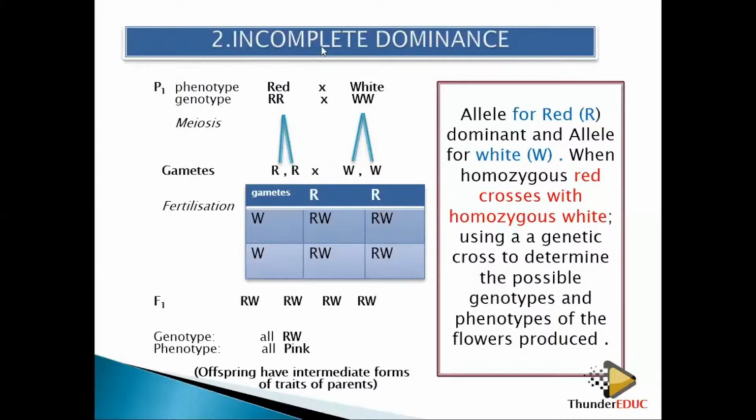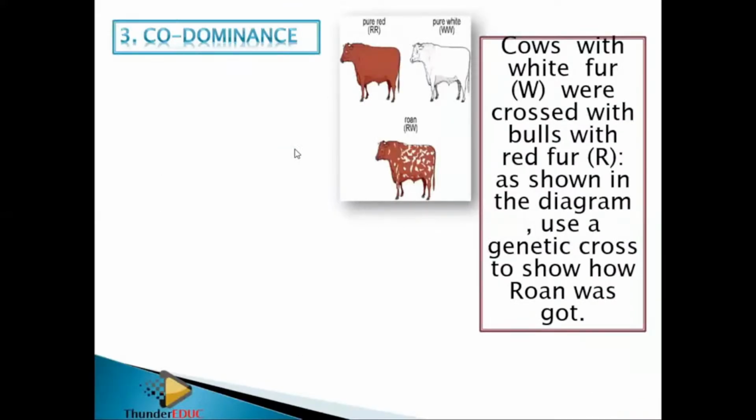So note that in incomplete dominance, you don't have small letters. Then codominance is the same as incomplete dominance, but the only change is that you produce a mixture of the two colors. So they're saying the cow with white fur, capital W, was crossed with a bull with red fur, capital R, as shown in the diagram. Using a genetic cross, show how the roan was got. So how did we get this?